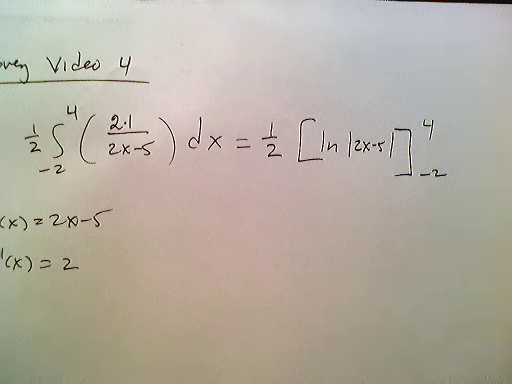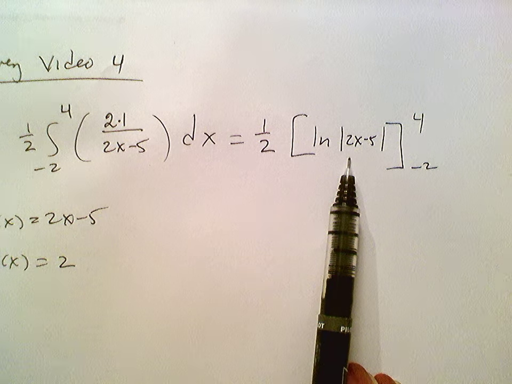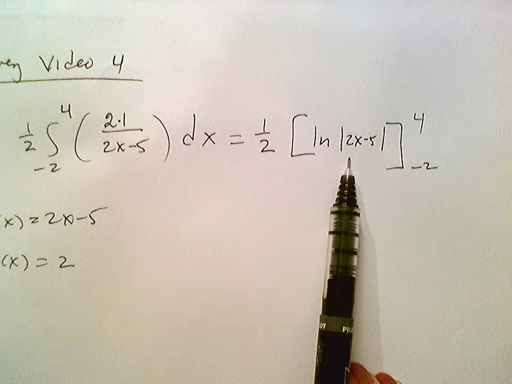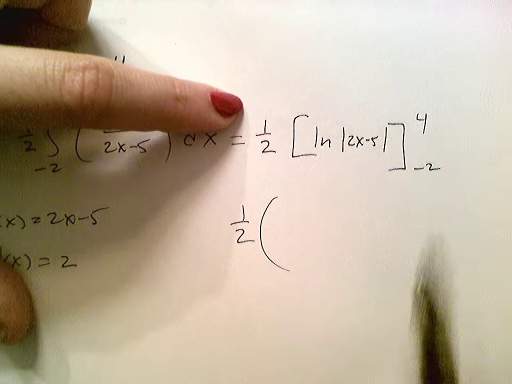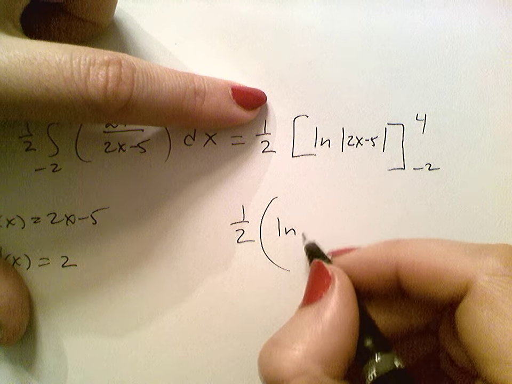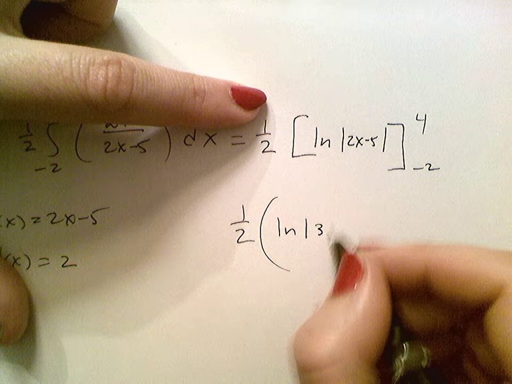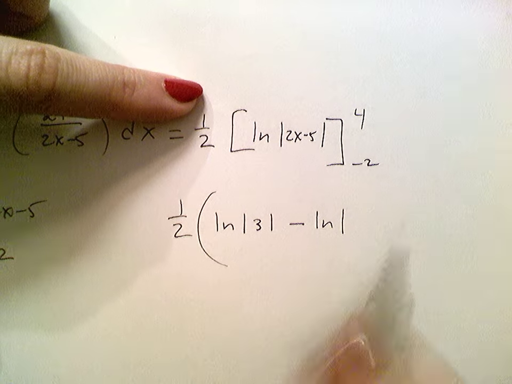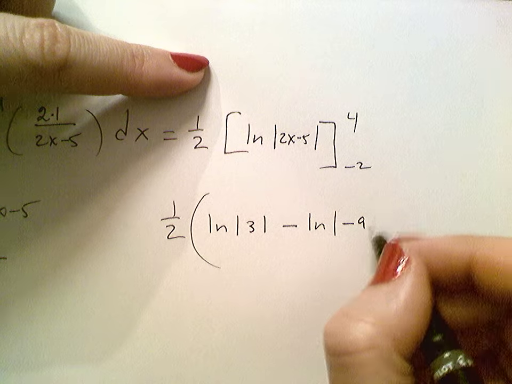No need for a plus c here, guys, because the fundamental theorem of calculus says I can put any antiderivative in here, and I'll just use the one where the plus c would be plus 0. So now this 1/2 comes down. I'm going to plug 4 in there. So the natural log of the absolute value of 8 minus 5, so 3, minus natural log of the absolute value of, so now -2 is going in there, -4 minus 5, so I get -9.